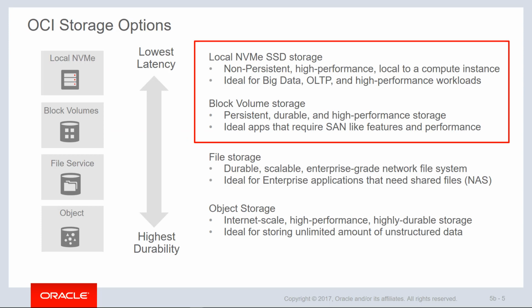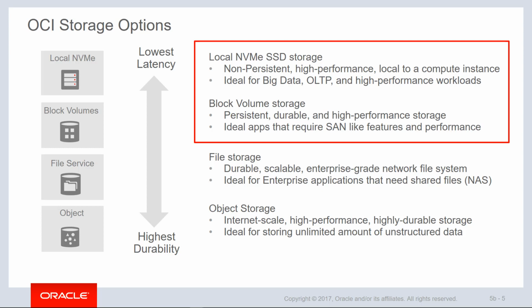As we evaluate the different storage options available within OCI, it's important to understand some of the key benefits of the different storage options. If we start at the top there with lowest latency, we'll find that the local NVMe storage is going to be the lowest possible latency available from a storage medium. These are non-persistent, high-performance, local to the compute instance. They're ideal for big data, online transaction processing, and other high-performance workloads.